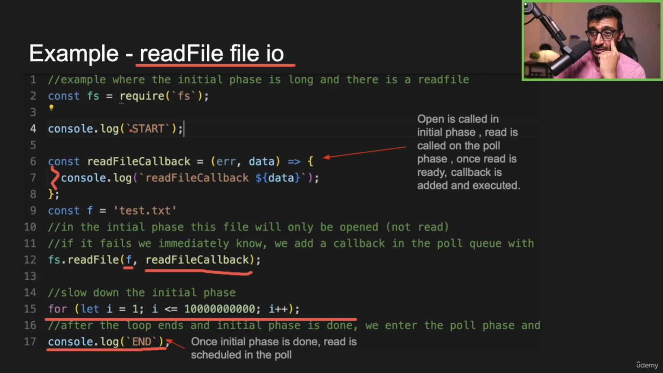So we have a printing start. We're gonna load, of course, the file system fs library that allows us to read from files, the module.